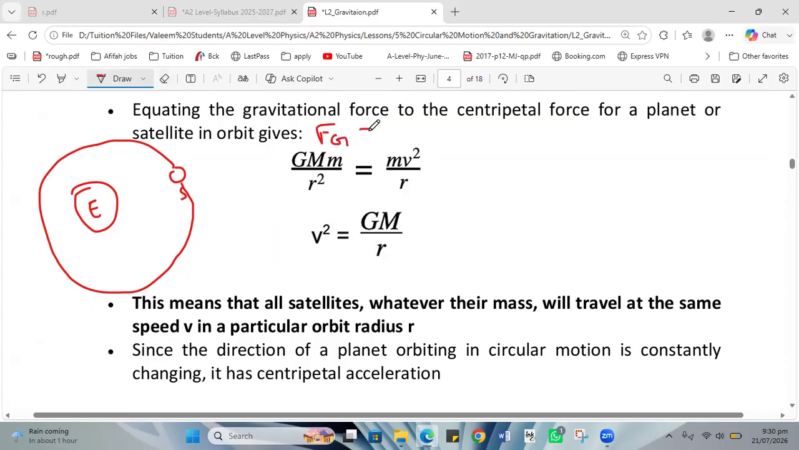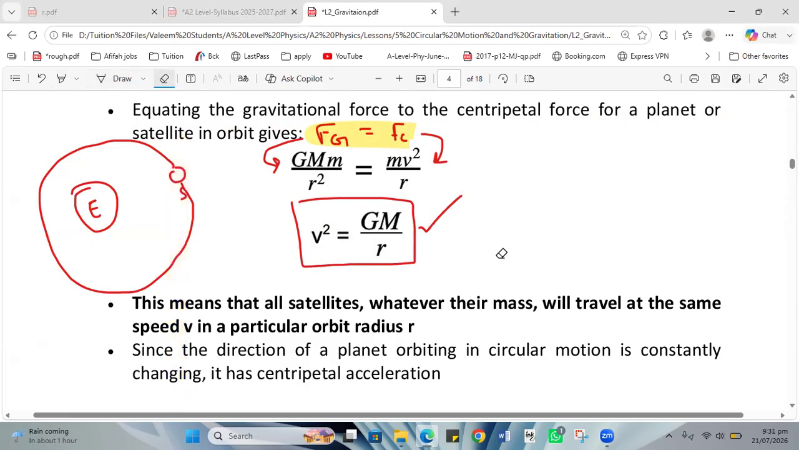Gravitational force equals centripetal force. See, the satellite is moving in a circular orbit around the Earth. So what is providing the centripetal force in this case? Gravitational force. So that's how we started off like this. Fc is equal to Fg. Substitute the respective formulas, mv squared upon r, GMm upon r squared. Simplify, and solve for v, and this is what you will get at the end.